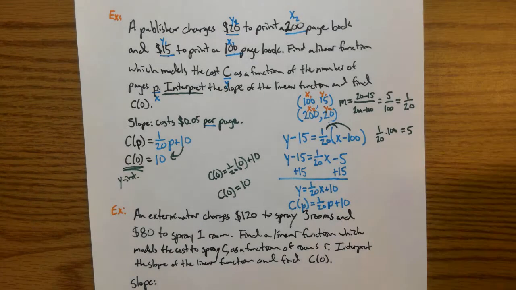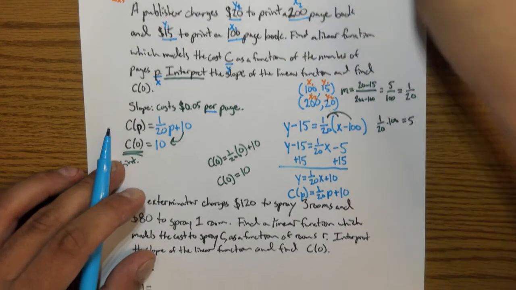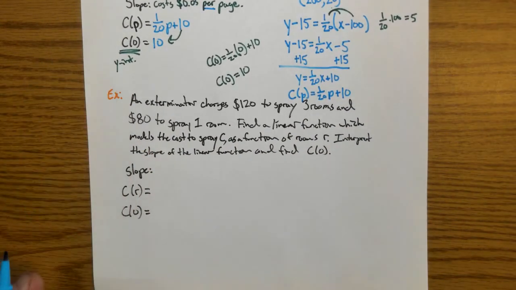Let's do another example where we're given 2 points. And you'll find that these are slightly more challenging, or not challenging, work intensive. It takes more work than our other examples we did. So, an exterminator charges $120 to spray 3 rooms and $80 to spray 1 room. Find a linear function which models the cost to spray C as a function of rooms R. Interpret the slope of the linear function and find C of 0.